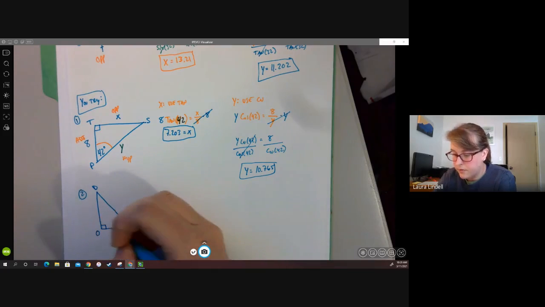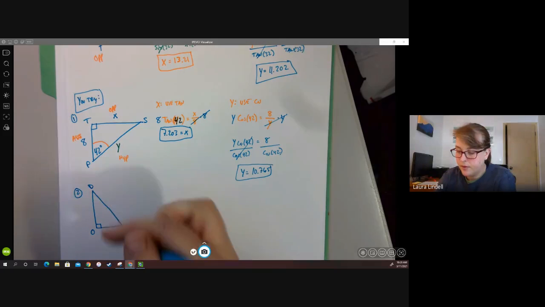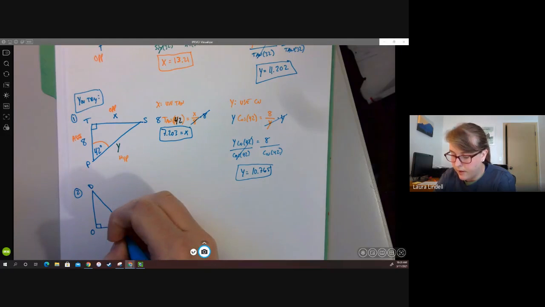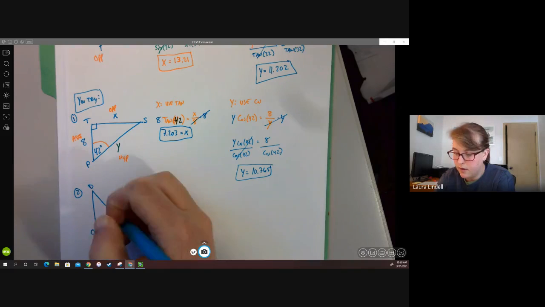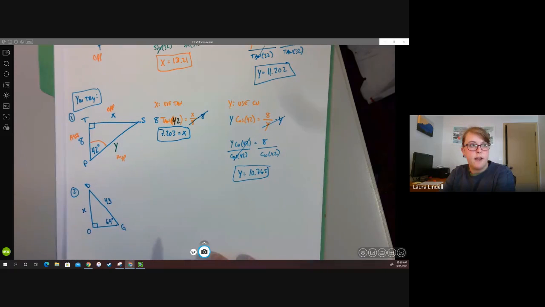So we have triangle DOG. We'll say this angle is 64 degrees. This side length here is 43 units. Go ahead and solve for x.